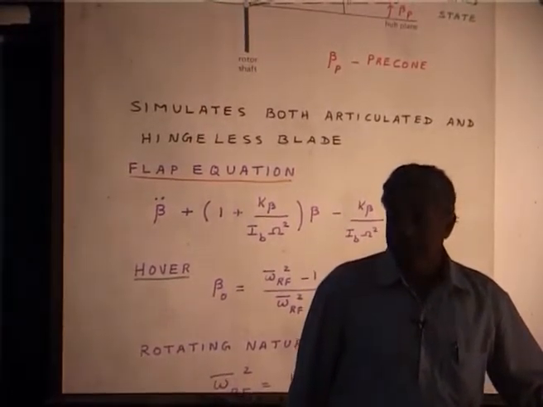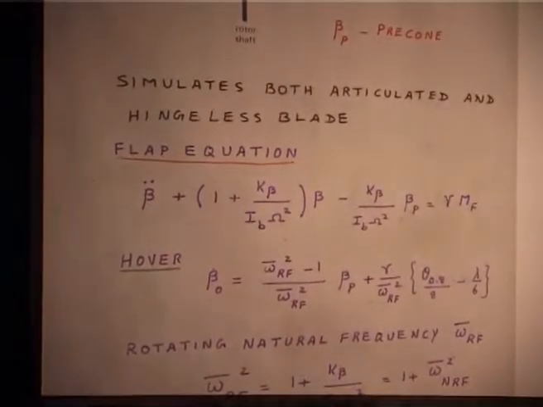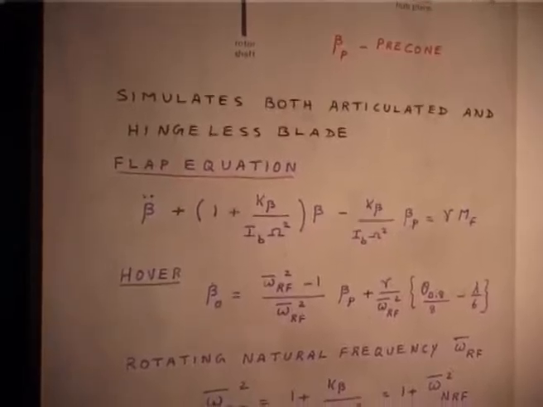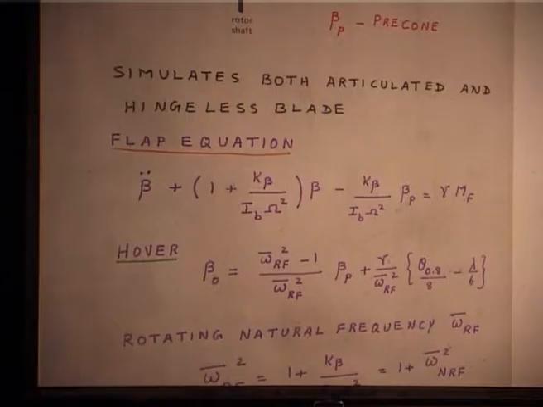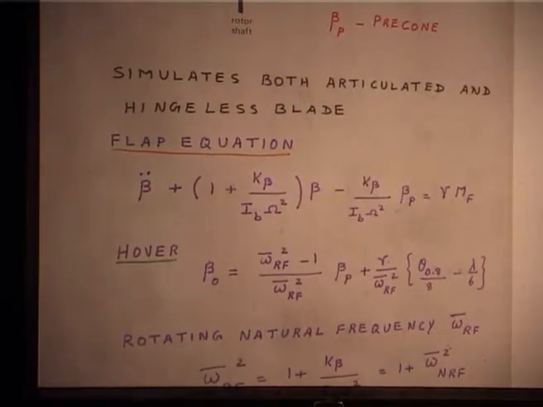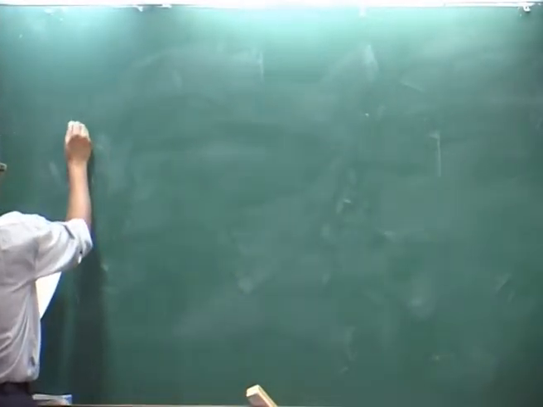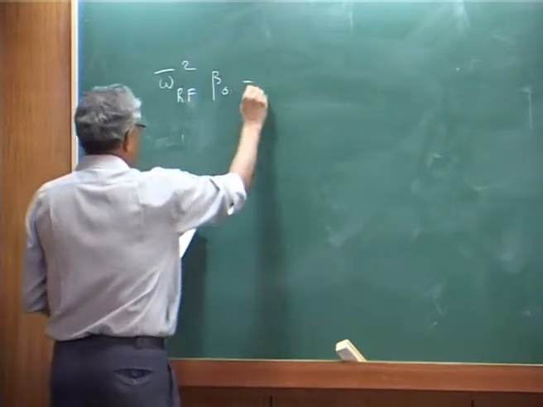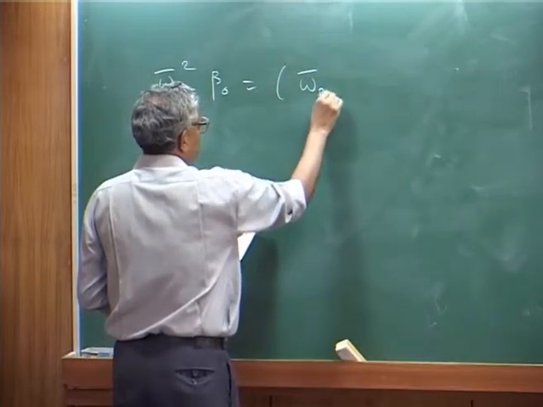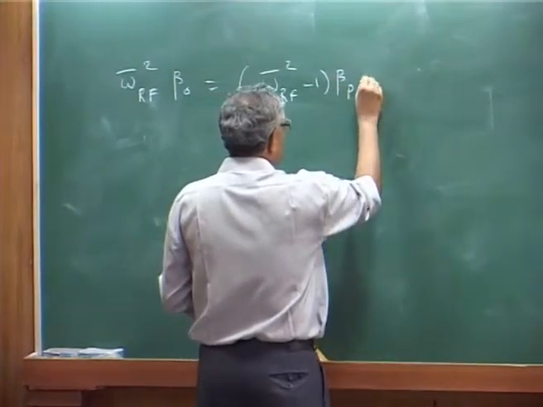Now, I have modified. Now, I have to get again beta equals beta naught plus beta 1c plus beta 1s, all those things. I should solve for beta naught, 1c, 1s. Again I do the harmonic balance. Maybe I will write that part. This is omega bar R_f square beta naught equals minus 1 beta_p, this I will send you also, plus gamma.